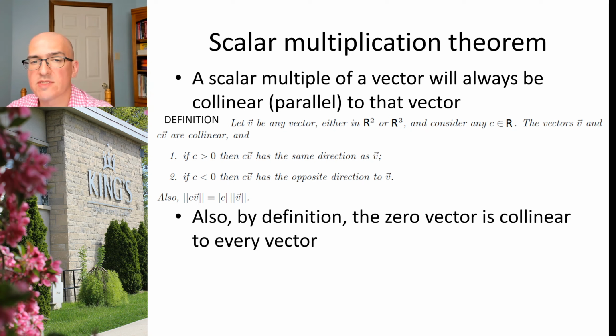The next part on the slide is really bizarre. We're going to accept this as a convention. We'll say that the zero vector is simultaneously collinear or parallel to all vectors, including itself. So it's collinear to everything, which means it points simultaneously in all directions, which is really, really bizarre, but we'll accept it.